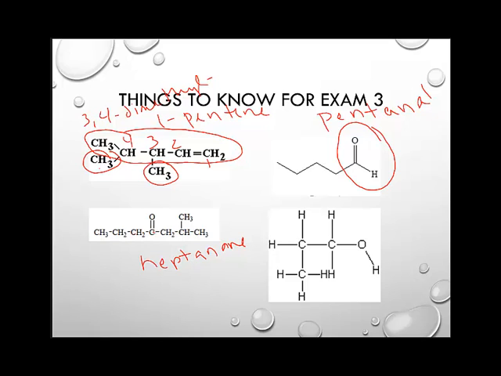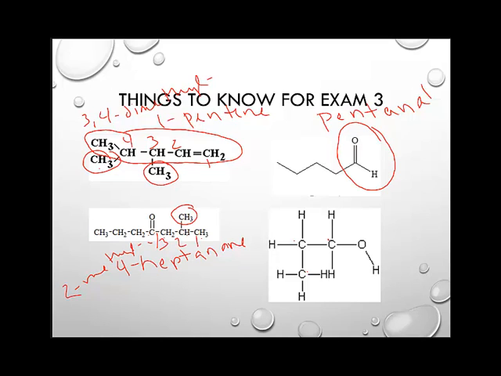1, 2, 3, 4. 1, 2, 3, 4. Either direction you count it from is going to have 4 carbons. So I'm going to use the methyl group as a tiebreaker. 1, 2, 3, 4. So 4-heptanone, 1, 2, 2-methyl. 2-methyl-4-heptanone.